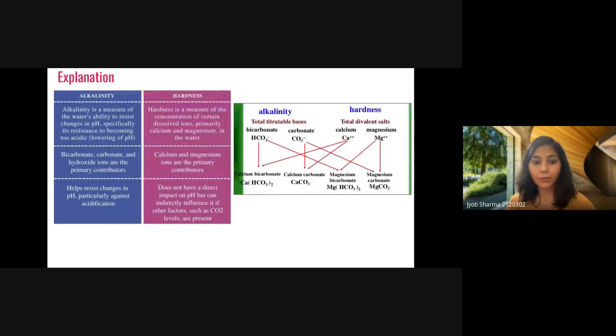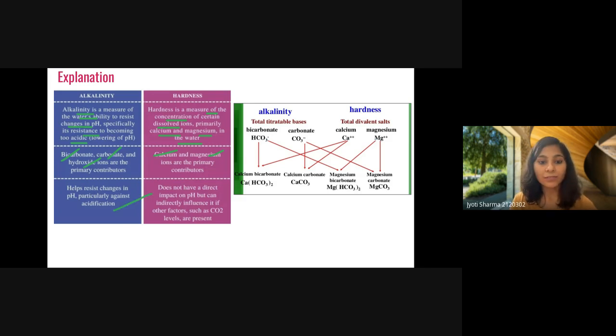Okay, so here you can try to understand. Alkalinity is a measure of water's ability to resist change in the pH. It means its resistance to become too acidic. And hardness is the measure of the concentration of certain dissolved ions, particularly calcium and magnesium in water. And here we do have the example of alkalinity. If we have bicarbonate, carbonate, hydroxide ions, these will give you the alkalinity. If you have calcium and magnesium ions, that will give you the hardness.